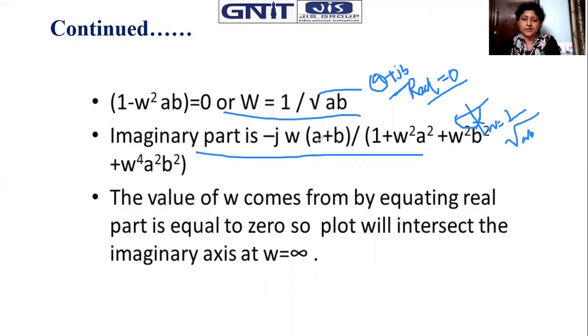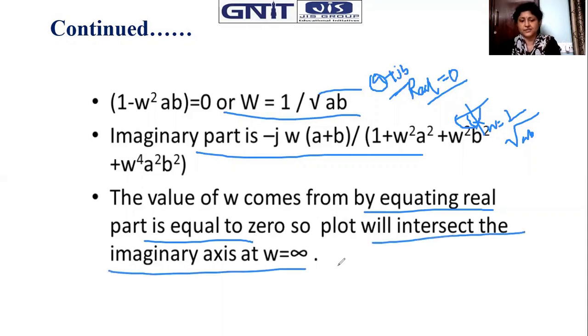So putting the value of omega, you get the magnitude part, that is basically the vector magnitude at that particular frequency. That means that is the intercept with the imaginary axis. And obviously the value of omega comes from equating the real part to 0. So the plot will intersect the imaginary axis at that frequency.